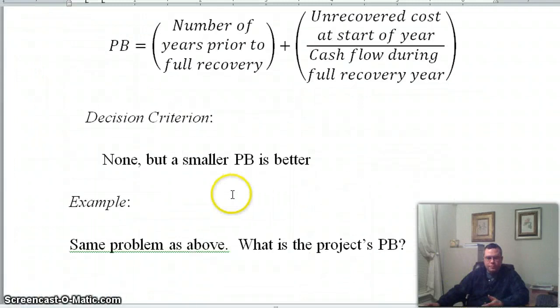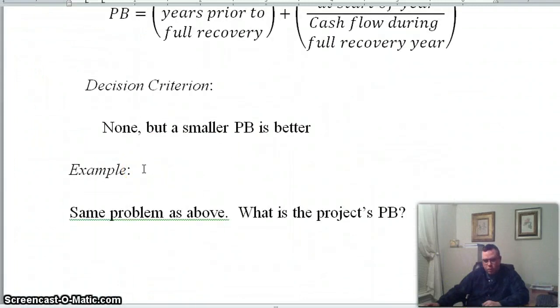I don't know if I mentioned this in the previous lecture or not. I mentioned it, but the thing might have stopped recording. So I can't remember if it stopped recording yet or not. But there's technically no decision criterion on payback period. I don't consider it a very important criterion at all for capital budgeting.